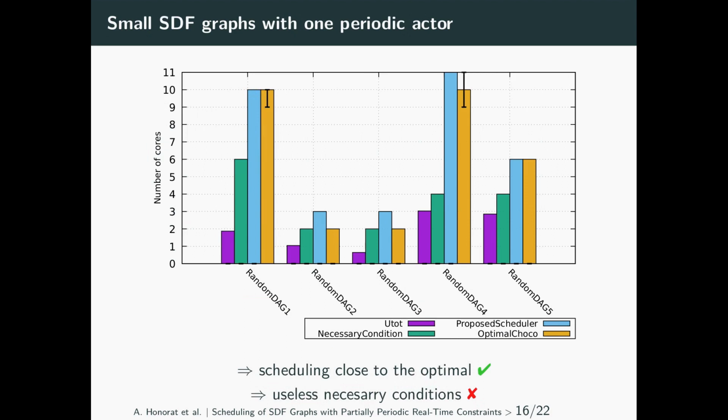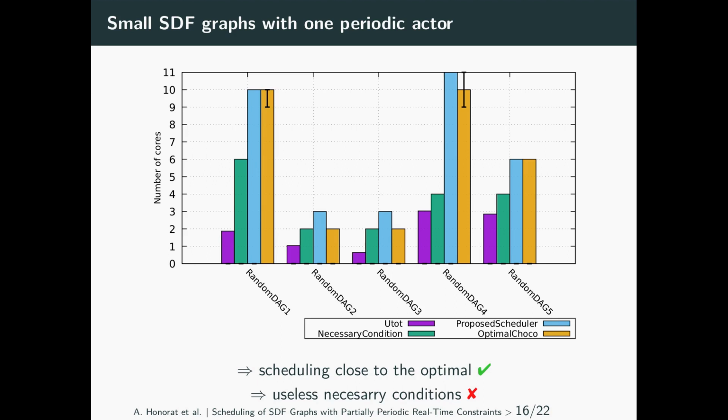Here are the results for the small graphs. Utilization factor is the first column on the left, then follows our necessary condition, our scheduler, and on the right, the optimal solution. The number in ordinate is the smallest number of cores required according to the different algorithms. On each graph, 1 periodic actor is set.